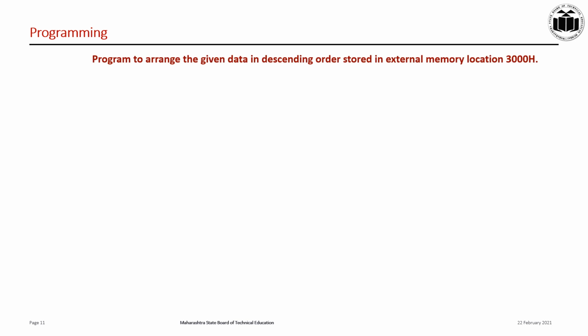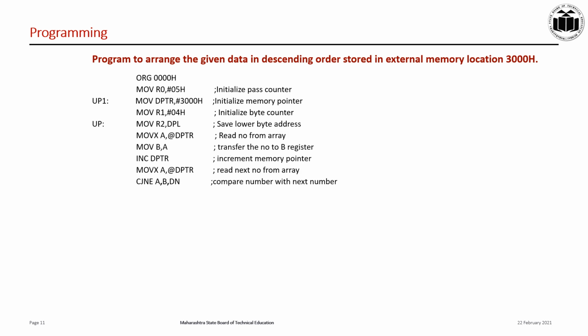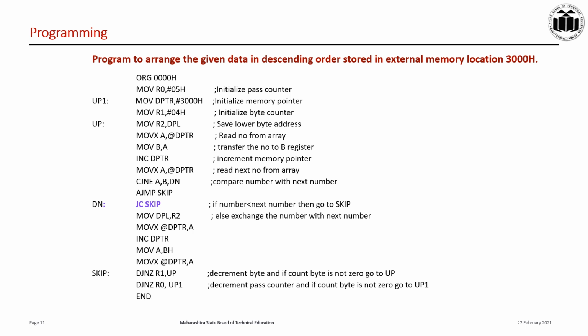Next program is to arrange the given data in descending order stored in external memory location 3000H. The program for descending order is the same as the ascending order. The only change is that in ascending order we are checking for the JNC instruction, that is jump if carry is not set. Here we are checking only for jump if carry is set. So the JNC instruction will be substituted by the JC instruction and the remaining program is the same.